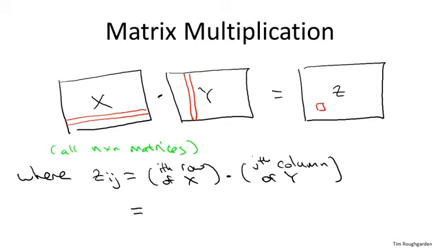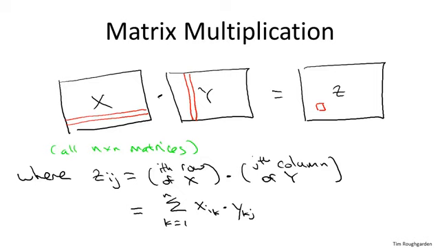And recall what I mean by dot product. That just means you take the products of the individual components and then add up the results. So ultimately, the Zij entry boils down to a sum over n things, where each of the constituent products is just the Xik entry of the matrix X with the Ykj entry of the matrix Y, where k is ranging from 1 to n. So that's how Zij is defined for a given pair of indices i and j.